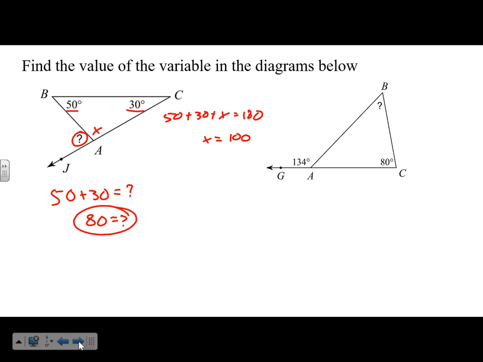Well, if I get that that angle is 100, then this makes up a straight line, so I know that has to add up to be 180. That means this question mark has to be 80. So you don't actually have to use the exterior angle theorem if you forget what it is. There's other ways to find it.